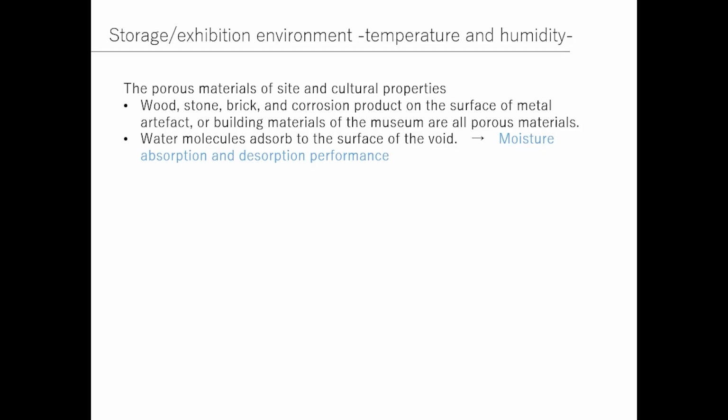Here, I explain why it is important to control the temperature, and especially the relative humidity, for cultural properties. Sites and artifacts are composed of various materials, such as wood, stone, and metal. All of these are collectively called porous materials, as there are many cavities, that is, pores or holes, inside these materials.